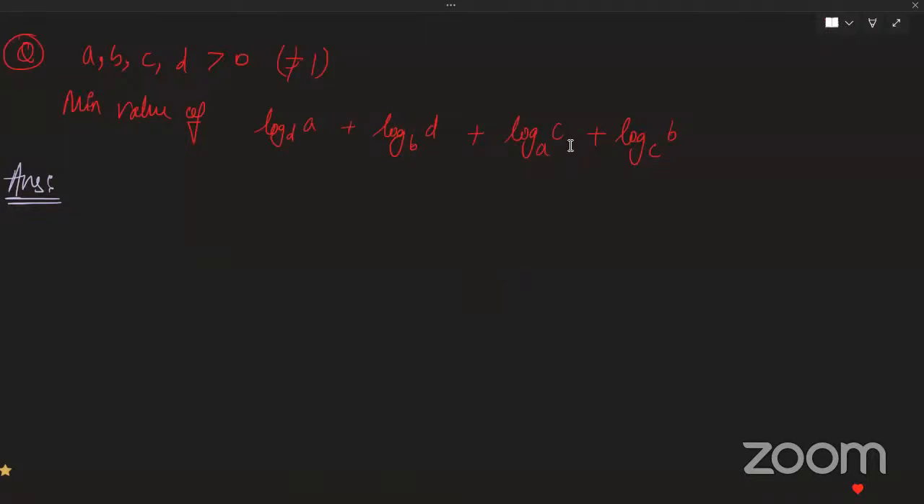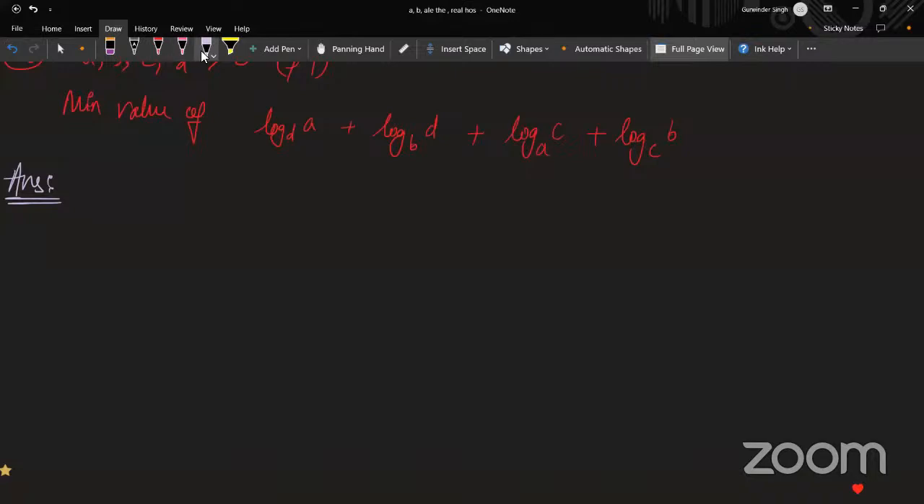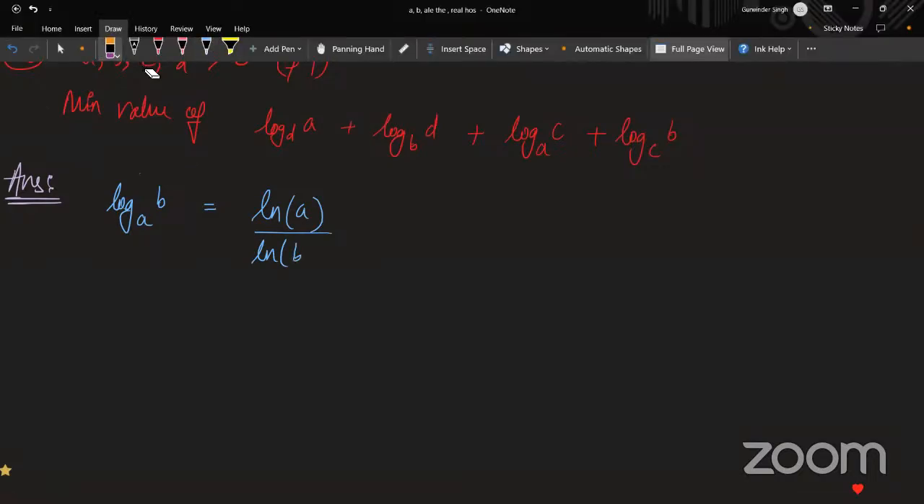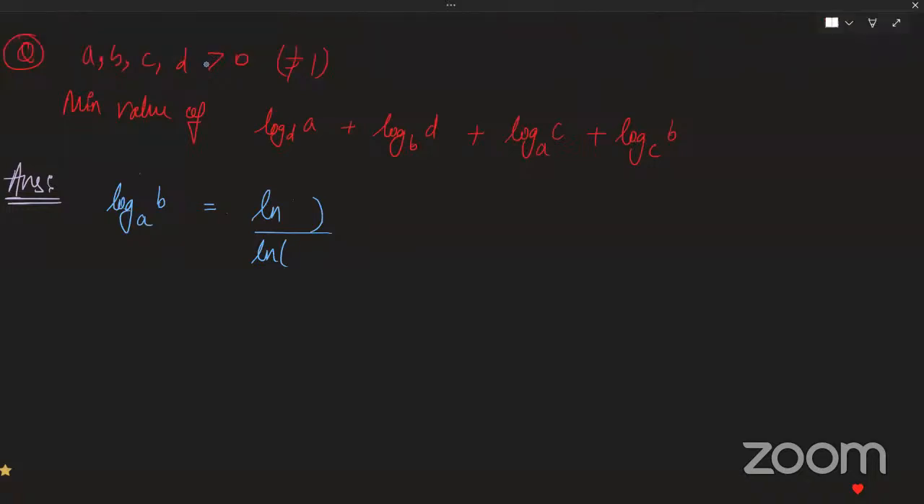Okay. So, I need to calculate the minimum value of log of this thing. Do you see a pattern over here? First of all, does anyone know about log? Everyone has forgotten. Okay. So for the ones who don't know the property of log, this is one important property that we will be using over here. Log of B to the base A can be written as ln of B divided by ln of A. Does anyone remember this formula?